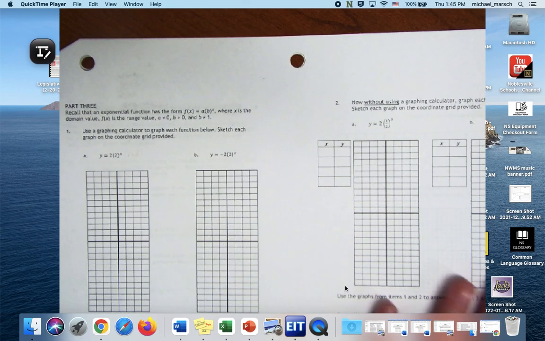Okay. So I've got my graphing calculator ready to go. And on the paper, it says use it to graph each function. It says to sketch the graph, meaning it's not going to be incredibly accurate. You're just going to do the best you can.